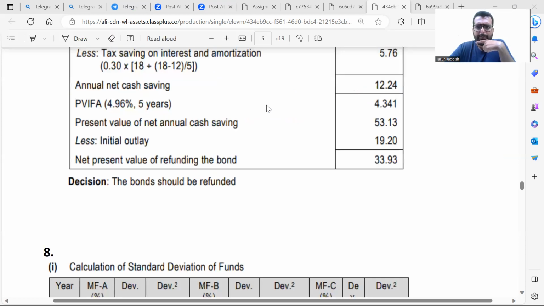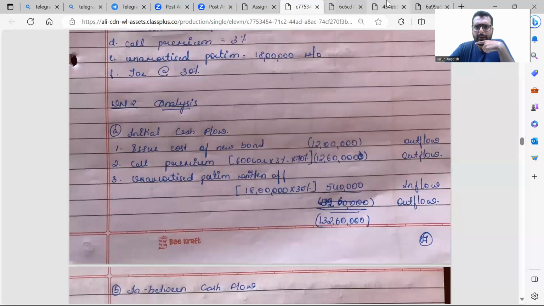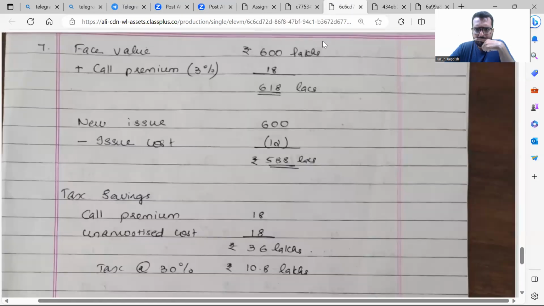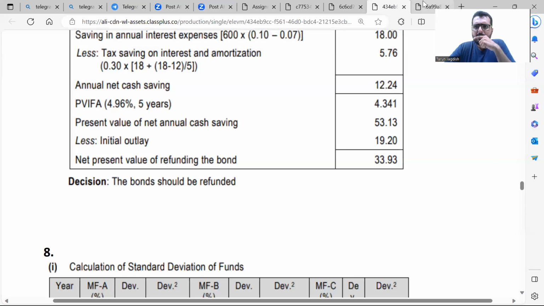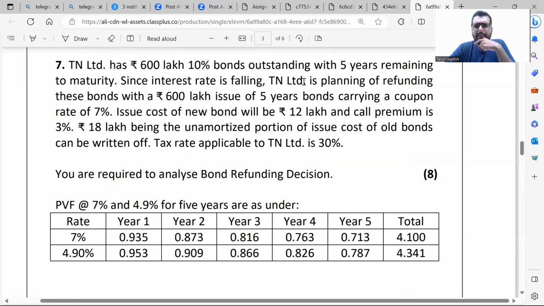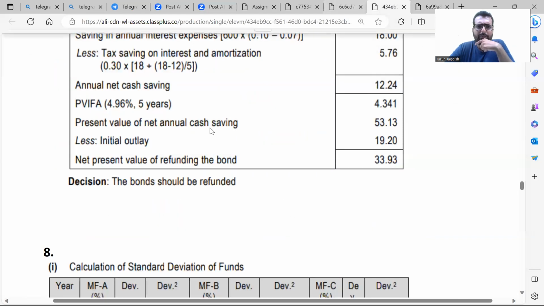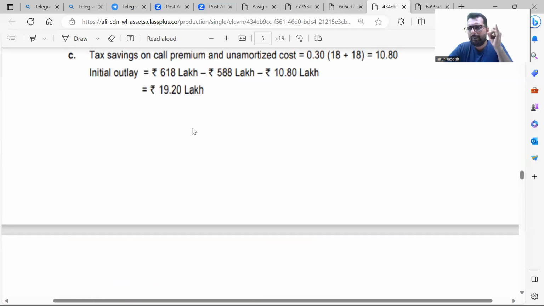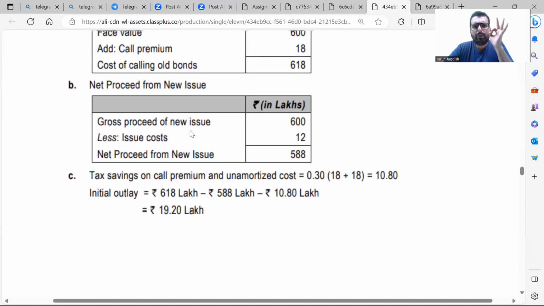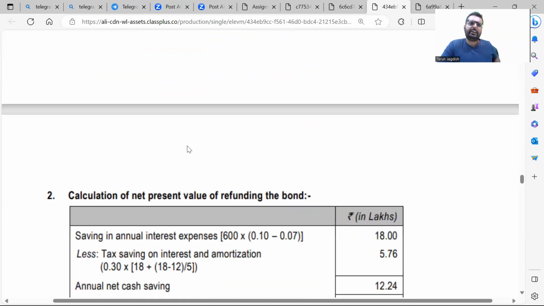Right. So let me check this one now. This part is also over. This question is how many marks? 8 marks. The risk over here is that 8 marks is there. You actually have 3 parts: initial outlay, in between outlay, and then the NPV. So I would suggest you give 3 marks for initial outlay, 3 marks for in between outlay, and 2 marks for NPV. 3, 3, 2.